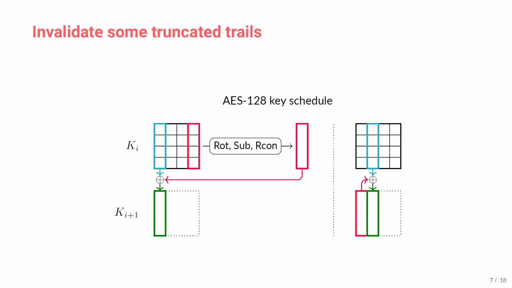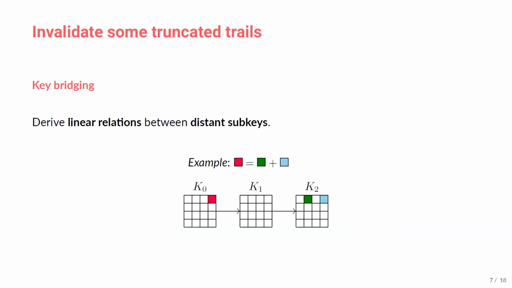So when we search for a truncated trail, we can start by only considering some inconsistencies that often happen. One type of inconsistency is linked to the key schedule. For this presentation, you only need to know that the key schedule works by column. For example, to obtain the first column of K_{i+1}, you just add the blue column with a nonlinear transformation of the red column. And the other columns of K_{i+1} are just the XOR of two other columns. This is why we can derive linear relations from the key schedule between distant subkeys. And those relations are not taken into account by the basic propagation rules, so that can lead to inconsistencies.